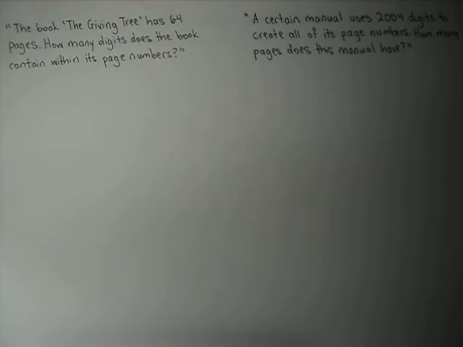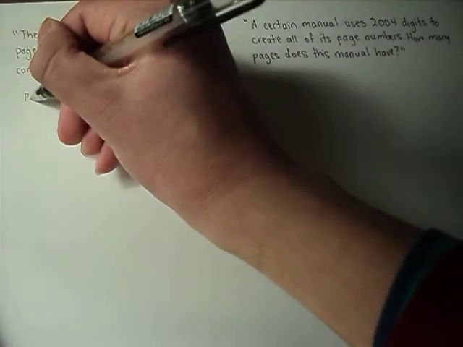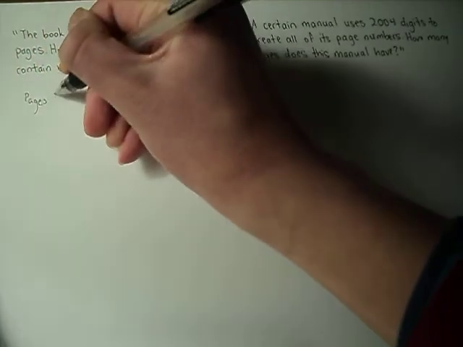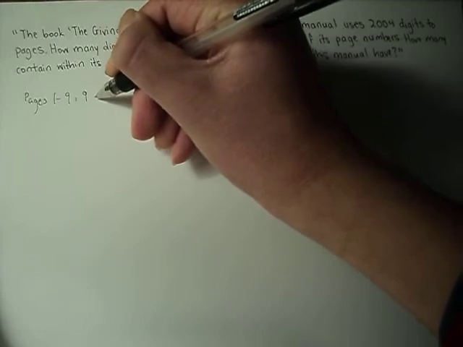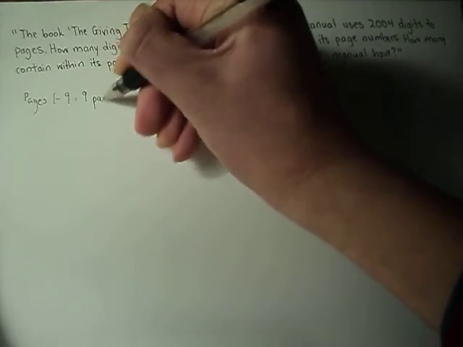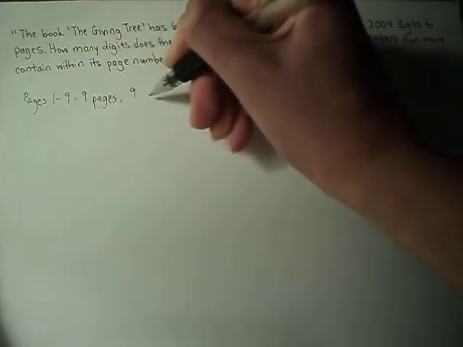Well, as mentioned before, different page numbers may have different numbers of digits. For example, pages 1 to 9 each have 1 digit, while pages 10 to 99 of a certain book would have 2 digits. So I'm going to write down pages 1 to 9. These in total would have 9 pages and 9 digits.